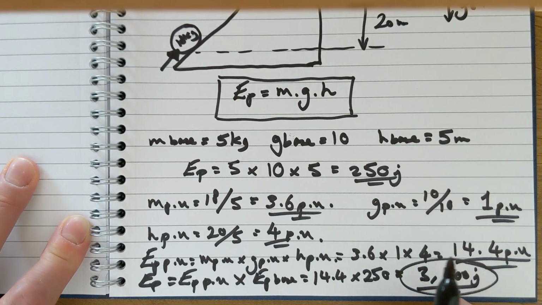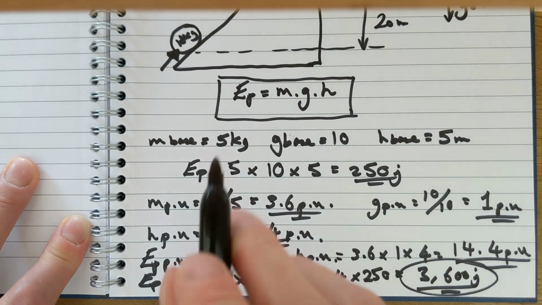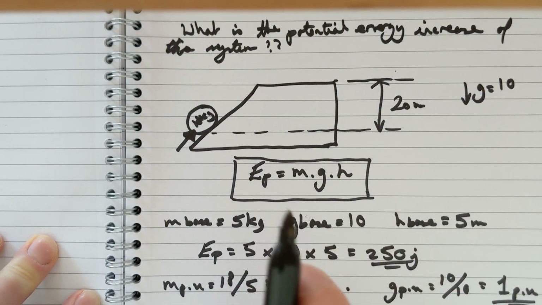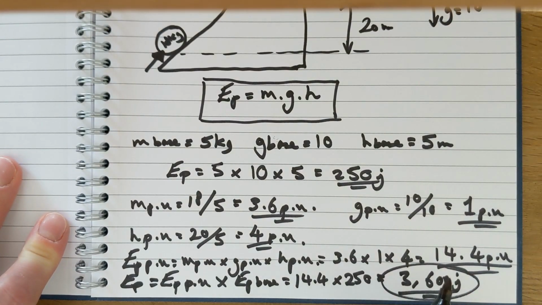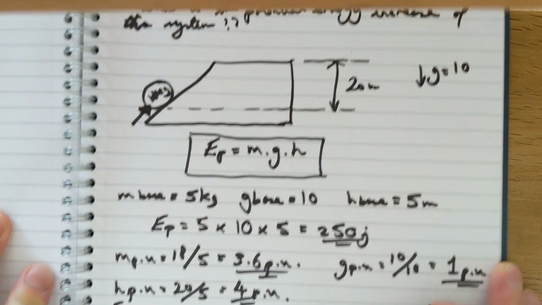So that is what we're attempting to calculate, because we're tasked with calculating the potential energy of this system. Now, just to check that these values calculated using the per unit system are exactly the same as what they would be if you calculated it for real, we can just do a quick check.